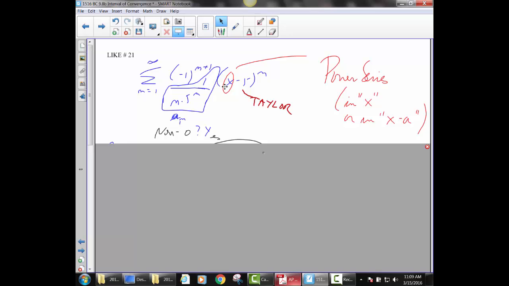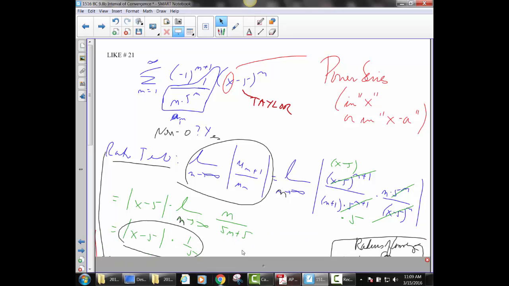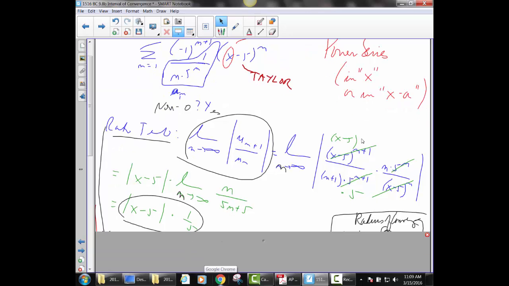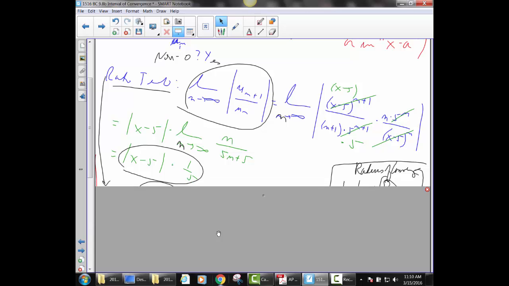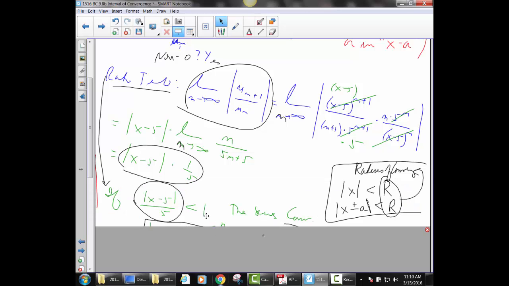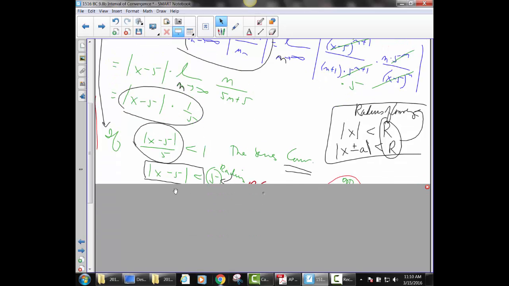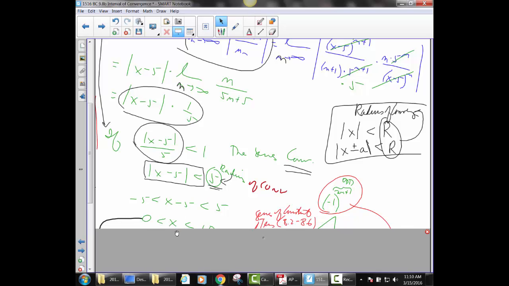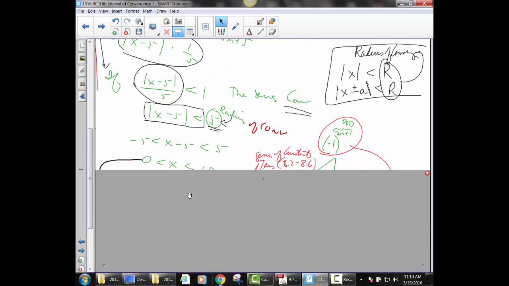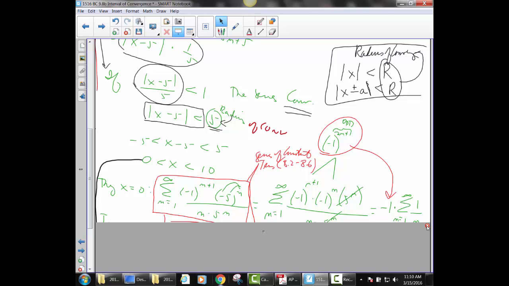Here's just another example. Again, this is Taylor because of the x minus 5. Again, it's a power series. Ratio test. The negative 1 will disappear because of the absolute value. You'll be left with an x minus 5, which you'll pull out in absolute values. And here you'll be left with n over 5n plus 5. Degree of top equals degree of the bottom, leading coefficient over leading coefficient. So we know by the ratio test that if this limit is less than 1, the series converges. So if you isolate the absolute value, you'll get absolute value less than 5. That's the radius of convergence. For the interval of convergence, we're going to solve the absolute value inequality. We'll get x is between 0 and 10.